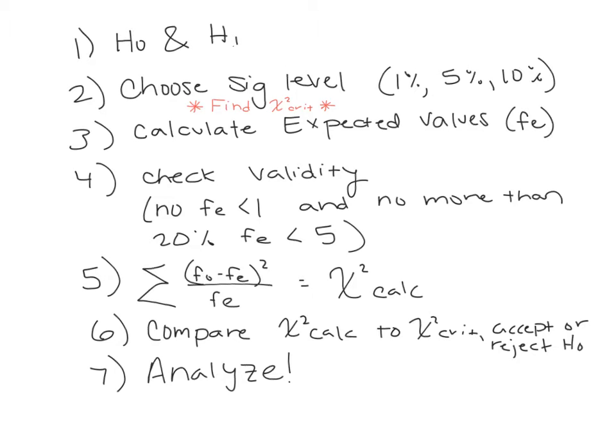Okay, then you're going to find your expected values. Then you're going to check the validity of your test. And then you're going to find your chi-squared calculated value. You're going to compare your calculated value to your critical value, and that's going to tell you whether you accept or reject your null. And then you're going to analyze your results.